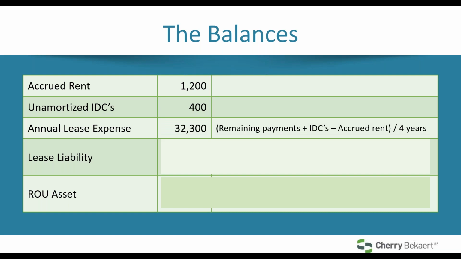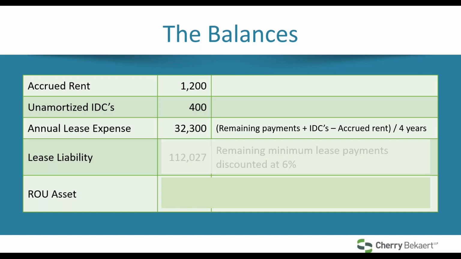Our annual lease expense, though, is going to include the amount of unamortized initial direct costs, which is going to be that $32,200 plus the $100. And the remaining $400 is going to be closed into the right of use asset and expensed over time along with the straight line rent. And this may become more clear as we look at the entries and the amortization table.